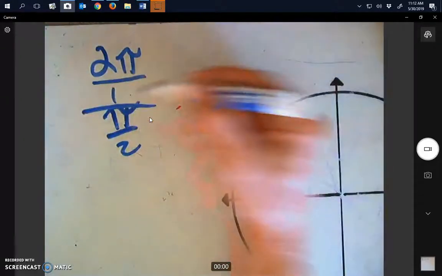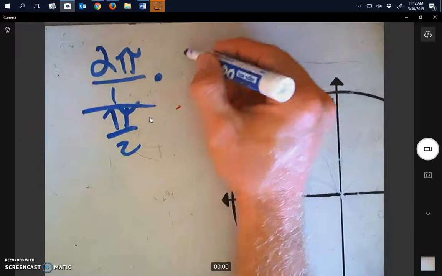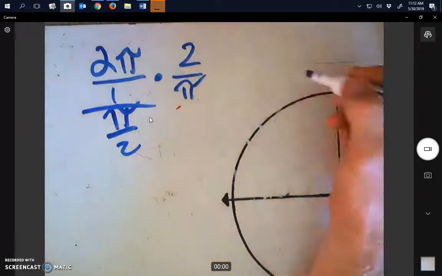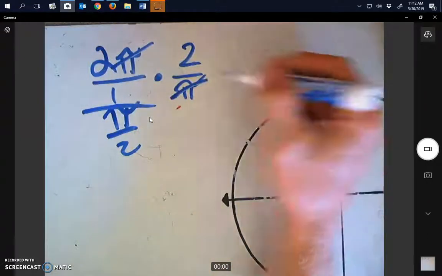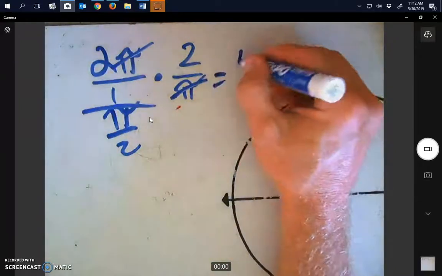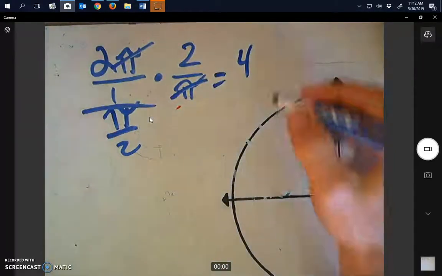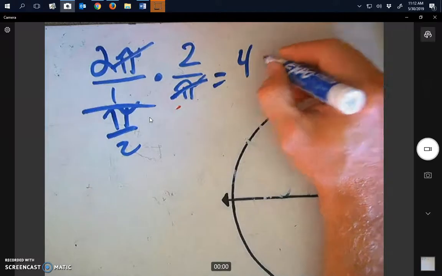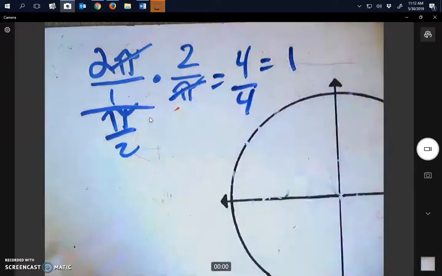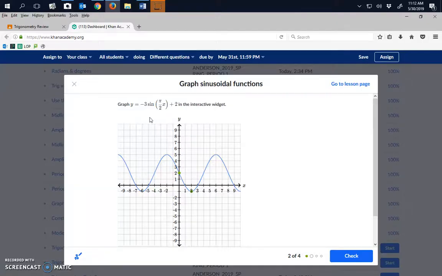And I'm going to make this 2 pi over 1. Once you can take this, flip it, and multiply. Pi is crossed off. 2 times 2 is 4. So our period is 4. 1/4 of our period would equal 1. So I'm going to move this point out to spot 1, unit 1. And that should be our graph right there.